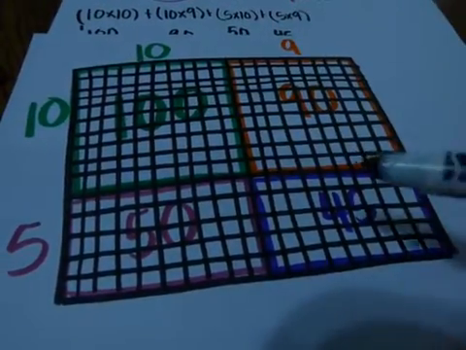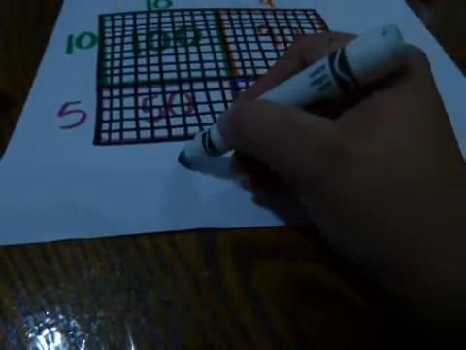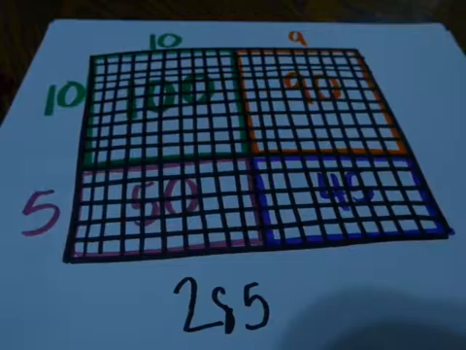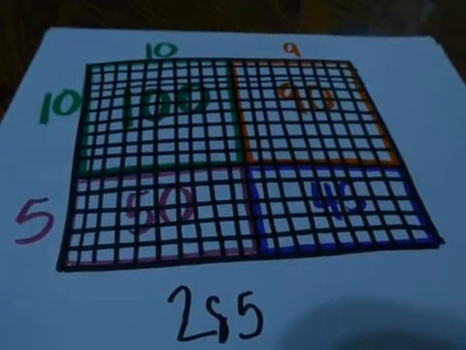So if you add all of these up, your total should be 285. And that would be your total. And that is how you represent partial product multiplication.